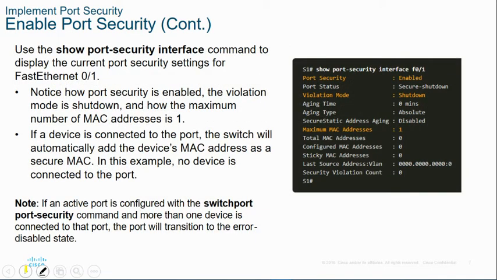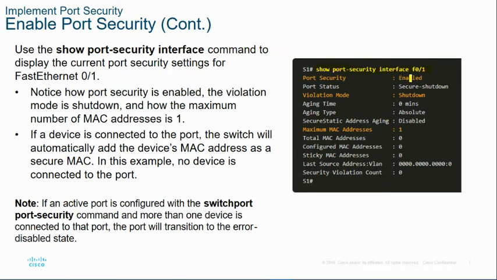Next, we want to verify whether port security is enabled or not. How do you verify? To check whether port security is enabled, you have to use the command show port-security interface, for the interface where we configured port security. We configured it on interface F0/1. If you execute the command show port-security interface F0/1, in the output you can verify whether port security is enabled or not. If you see, it is enabled.